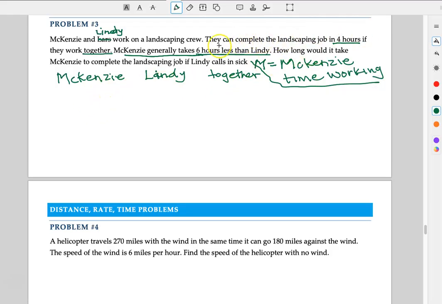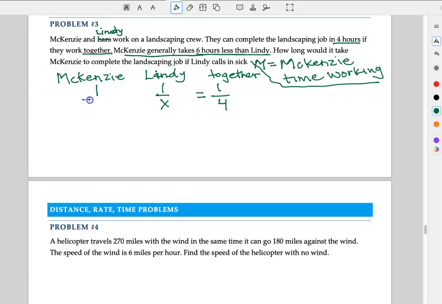So if we go with this first part here, this is the time it takes them working together. That together time is going to be equals, right? They can do one job together in 4 hours. Now, we don't know exactly how long it takes Lindy. We just know it takes Mackenzie 6 hours less. So I'm going to put that Lindy can do one job in X hours.